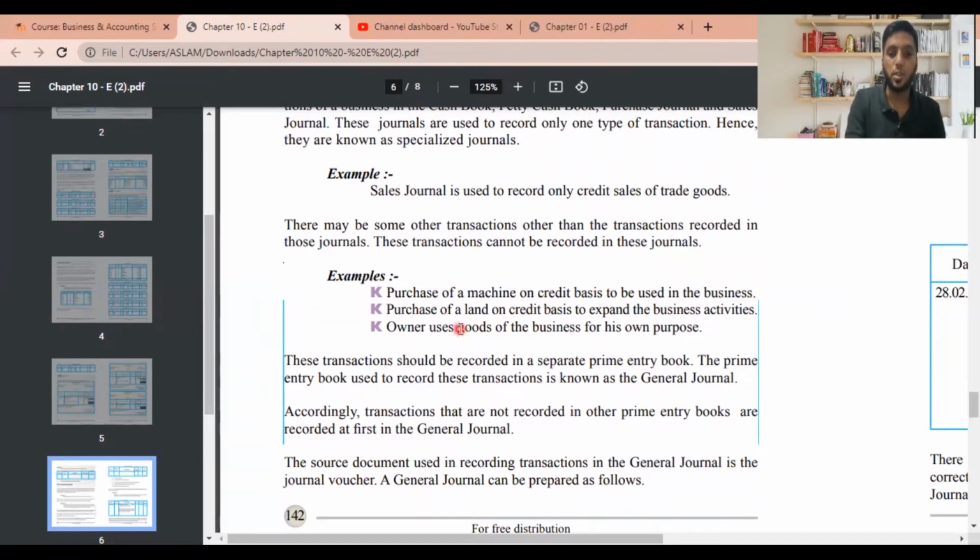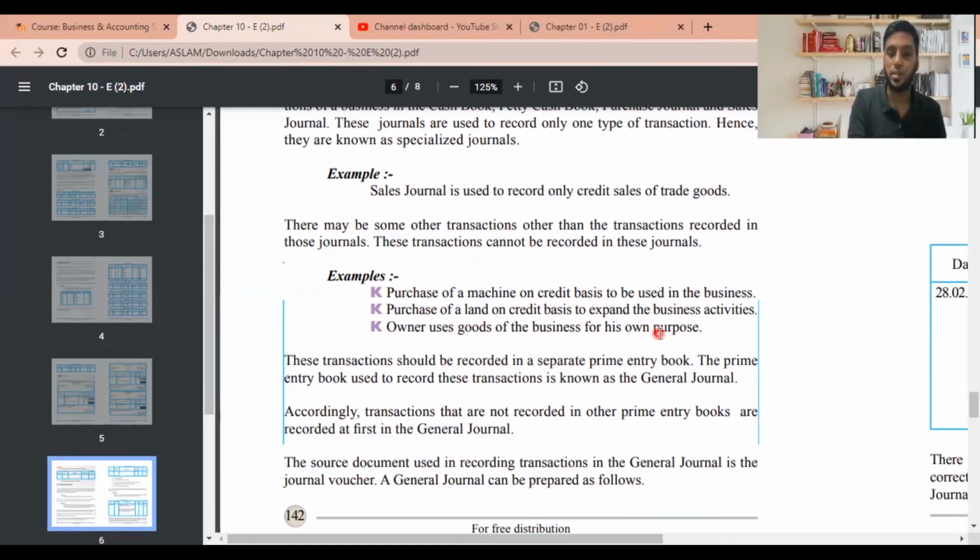And then you have purchase of land on credit basis to expand the business activities. When you buy land, it's also a non-current asset, but again on credit basis. If you're buying on cash basis, you can still take it in the cash book, but on credit basis, the land cannot be taken even under purchase journal. That's the reason. And also they have given owner uses goods of the business for his own purposes. When drawings have been taken out of the business, you cannot record it in the 6 primary books.